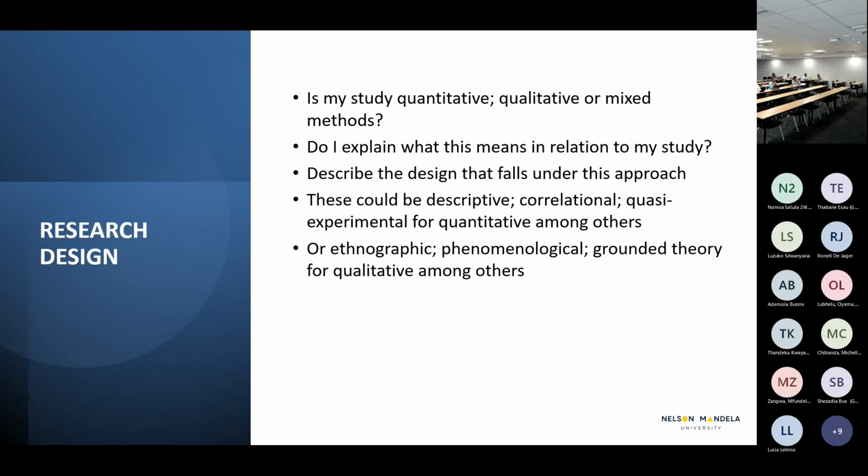But you need to say, do I explain what this means in relation to my study, the research design? Describe a design that falls under this approach. So, for example, you could be descriptive in quantitative research, correlational, quasi-experimental, and many, many others. And then if it's qualitative, you might say it's ethnographic, phenomenological, grounded theory. And then you get some, like phenomenology, which could also be a worldview, as well as a design, as well as a method. Just to make life simple.